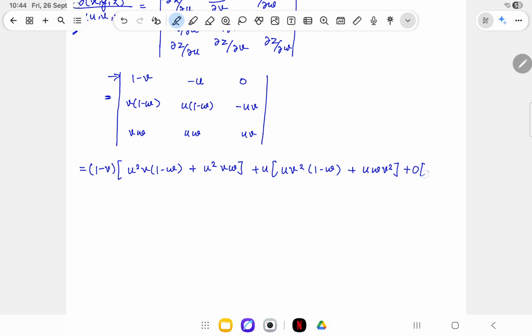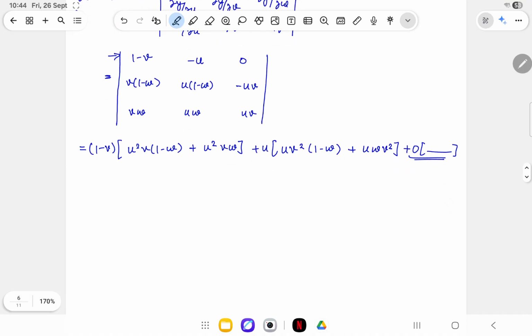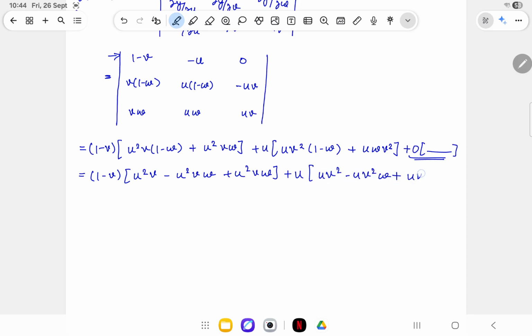and again plus 0 into the minor with respect to it, whatever that is, this term will basically reduce to 0, so we don't need to calculate it. So let's just simplify the remaining terms. It will be u square v minus u square vw plus u square vw, and plus u v square minus u v square w plus u v square w. So this term balances out this, and likewise here this term balances out this. So we are left with 1 minus v into u square v plus u into uv square.